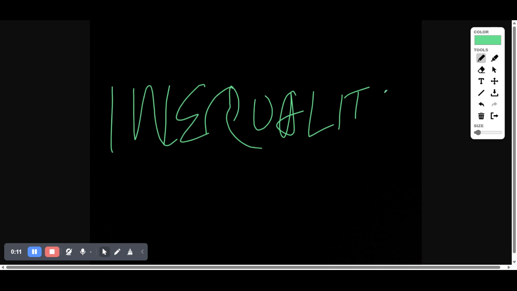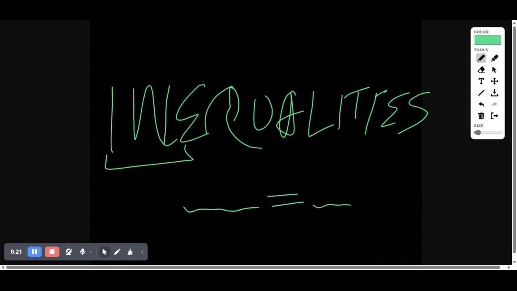Inequalities, you've probably heard of inequalities. Notice the word in here. Inequalities. Excuse my handwriting. Equalities is when you have something on the left side equal to something on the right side. But we are looking at inequalities, when something on the left side is greater than or less than the thing on the right side.